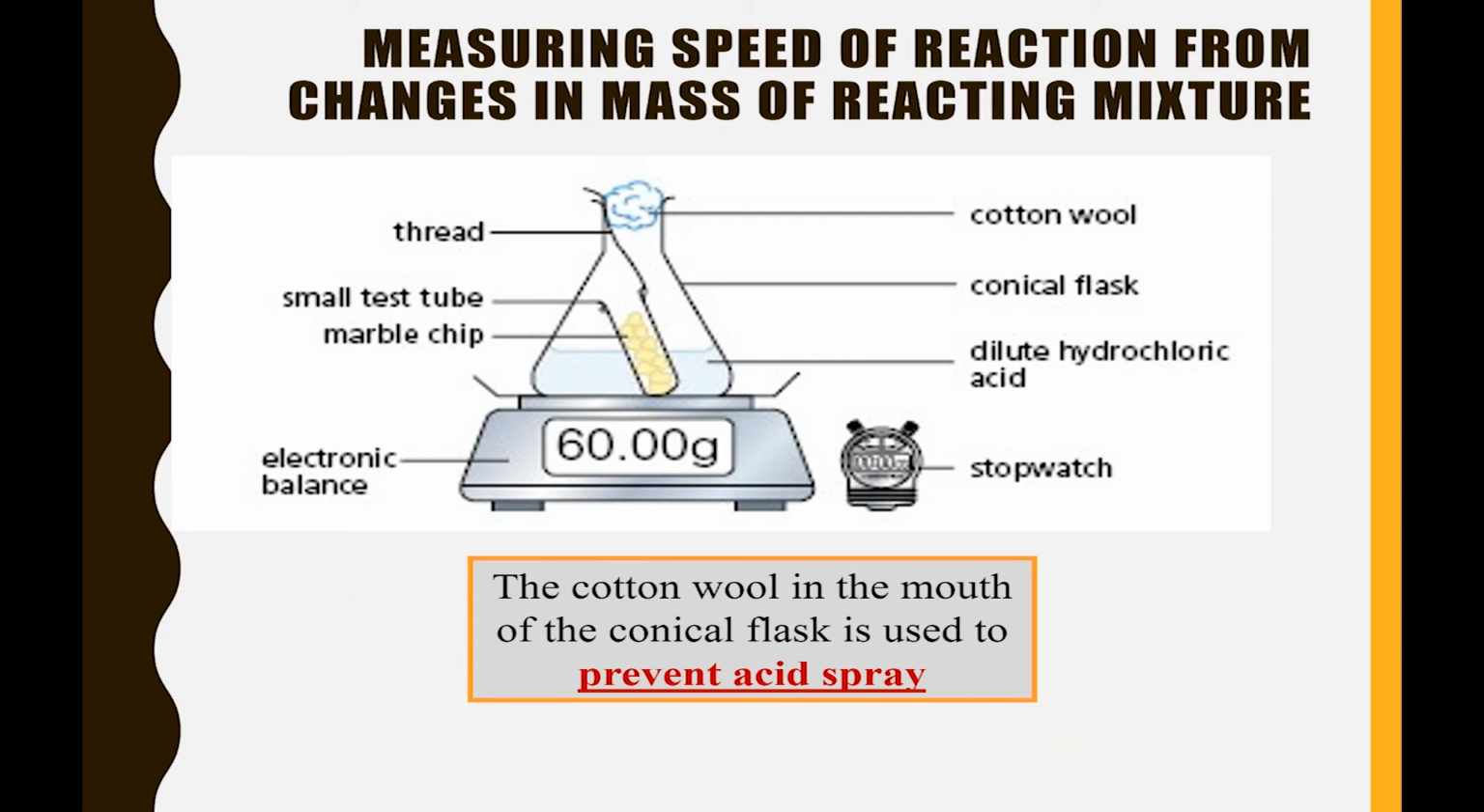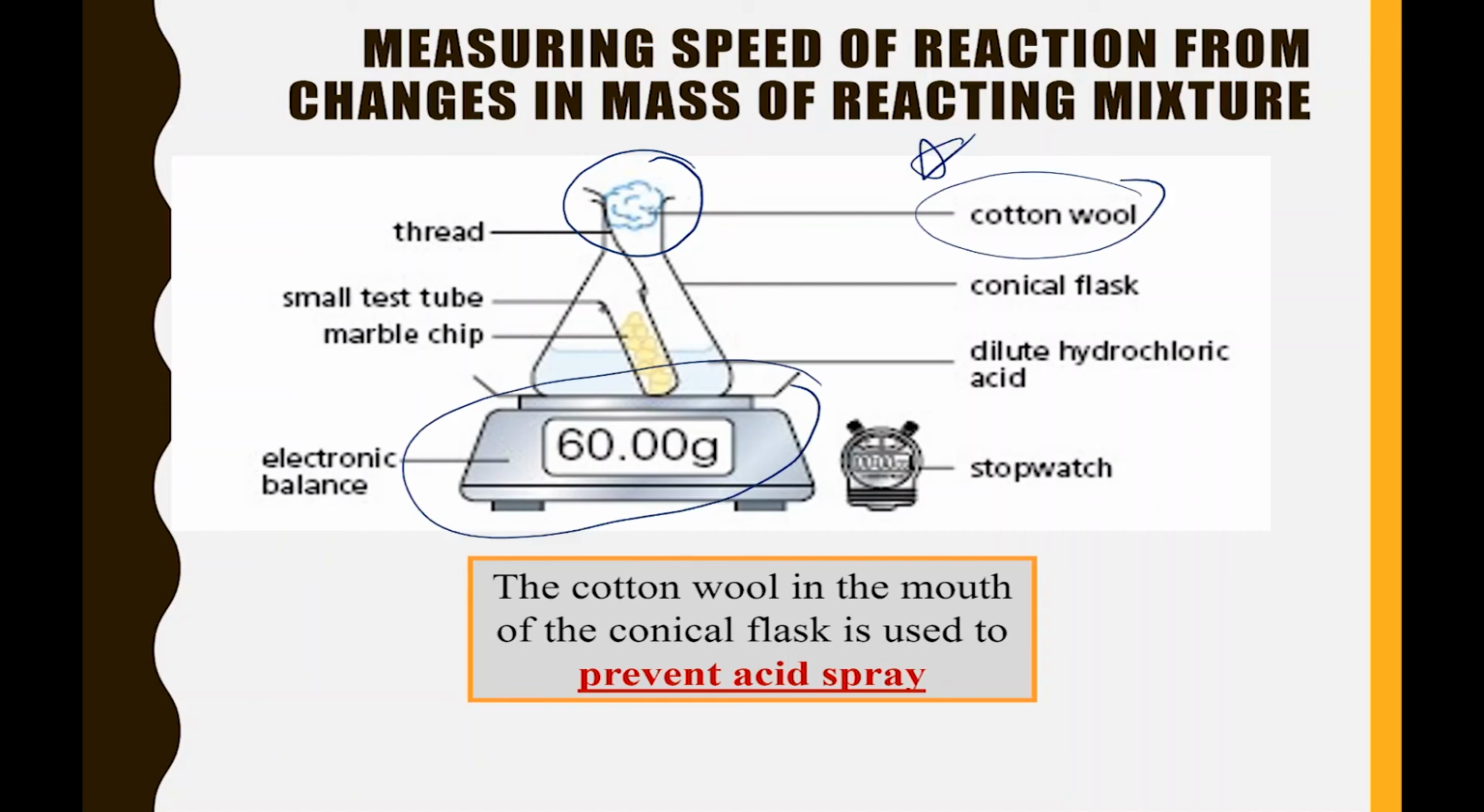Okay, so now let's look at the setup. So you have this cotton wool. This is what's special. Everything else is similar to the first method, except for the cotton wool and the electronic balance. So what is the purpose of the cotton wool? That's the most important part about this apparatus. The cotton wool is used to prevent acid spray. So what then is acid spray?